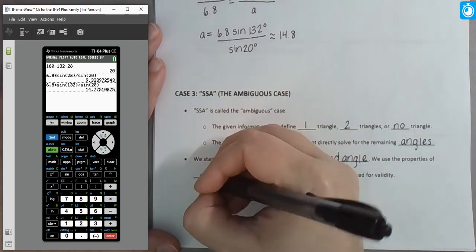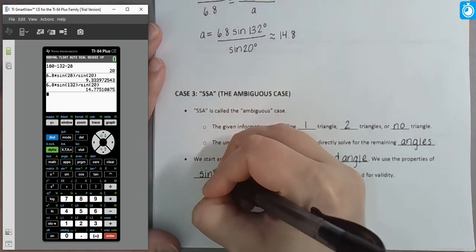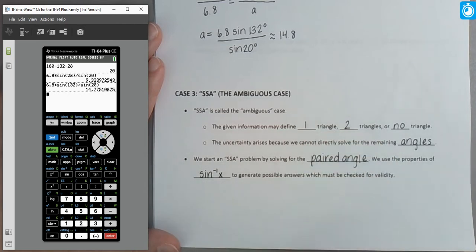And we're going to use inverse sine to solve for the angle. So we know when we evaluate a trig function, we plug in an angle and we get out unit circle coordinates, a ratio for a right triangle, something like that.